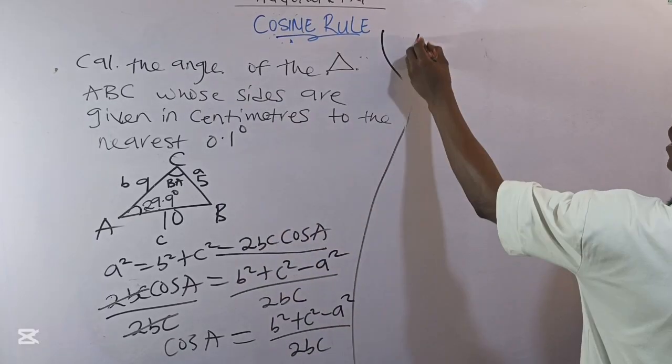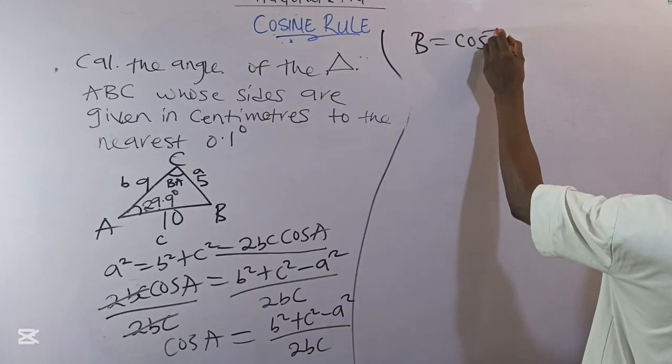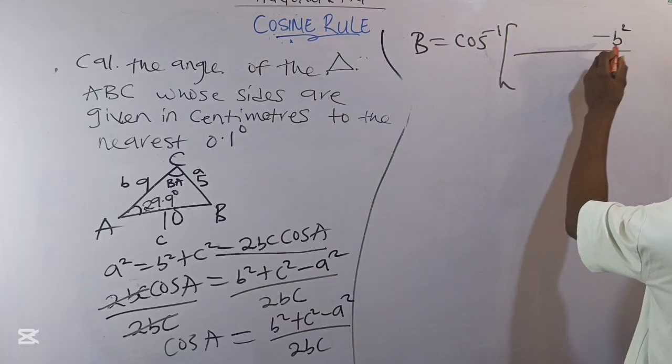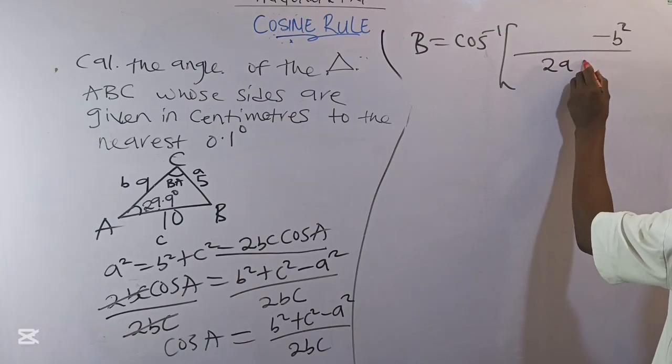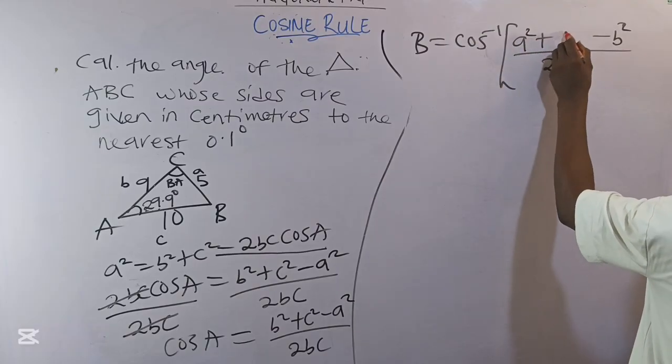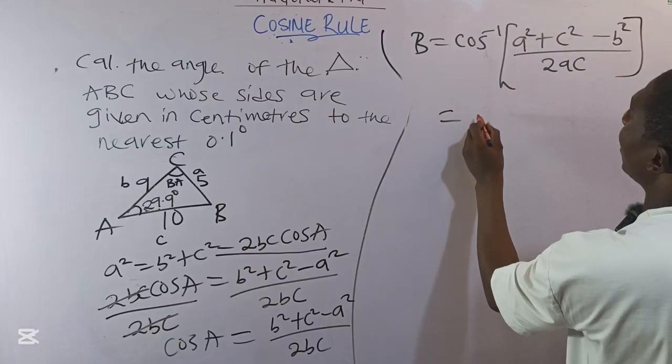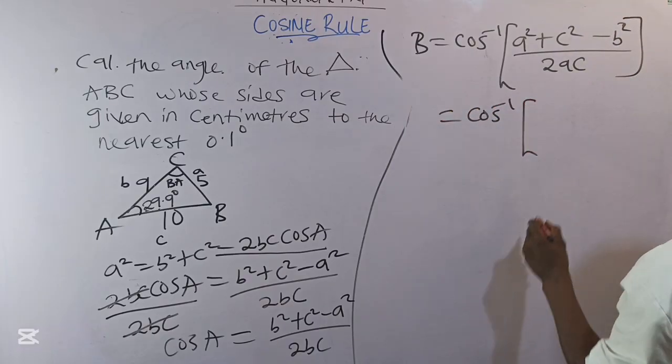So for my angle B, I know that B will be equals to cos inverse of what? Since B is here, I must have minus B square here. So if I've used B here, then yes, it will be 2AC, so here is A square plus C square minus B square all over 2AC.